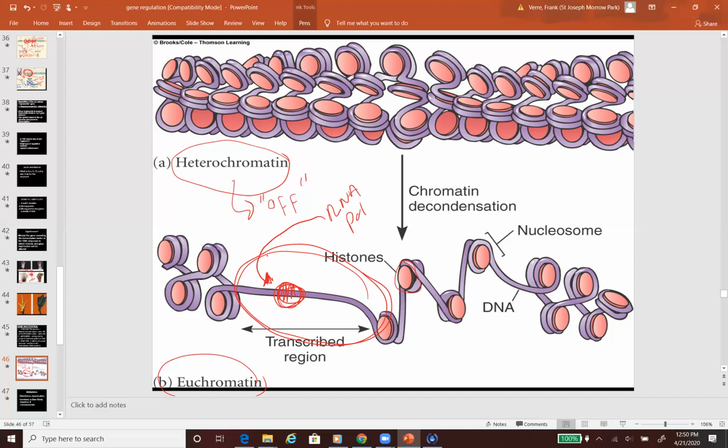So the way the chromosomes are organized will also affect gene regulation. It's actually another thing to consider in terms of whether genes are on or off, okay? Again, the big idea is about regulatory proteins, but this is also pretty important too.